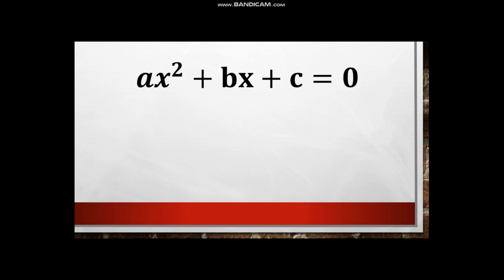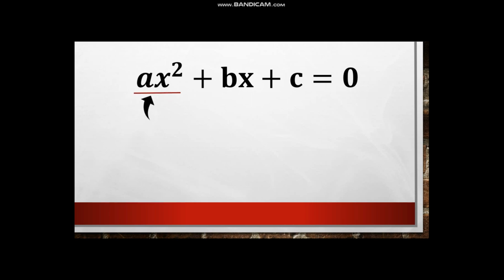To further discuss the quadratic equation, let us have again ax squared plus bx plus c equals 0. As you can see on our given equation, we have three different terms. Let us know each of the terms that are present on this equation.